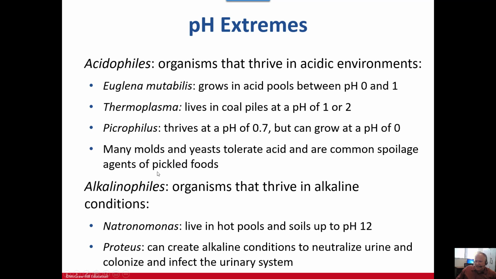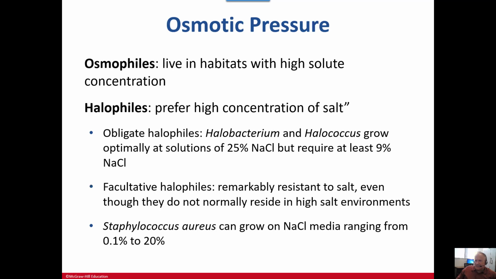We see that. Alkalophiles are at the other end. Natronomonas lives in hot pools and soils up to a pH of 12, which is amazing. Proteus creates an alkaline condition to neutralize urine and colonize and affect the urinary system, like Proteus mirabilis and those types of organisms we see as pathogens.